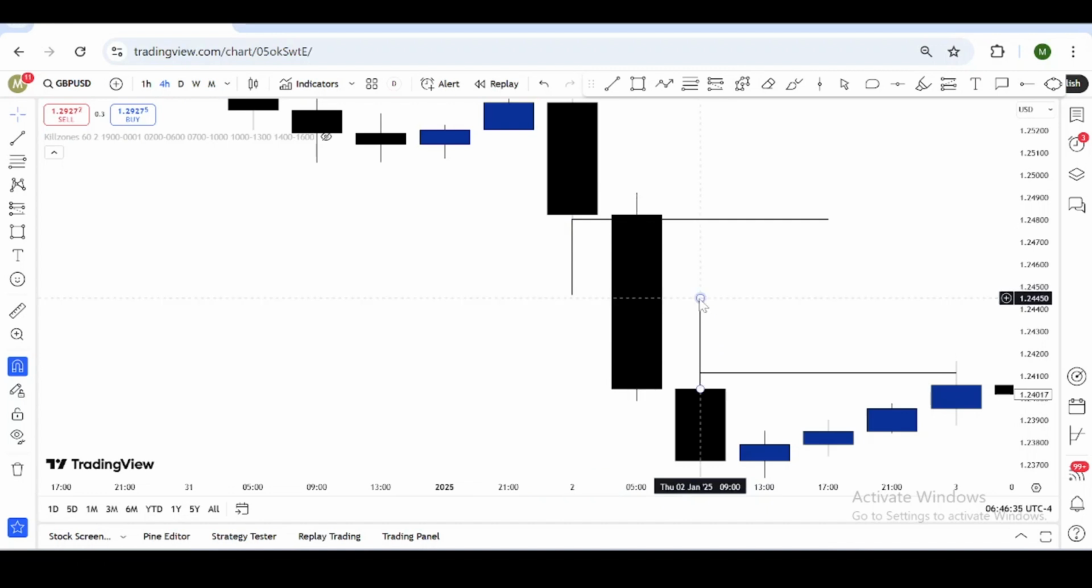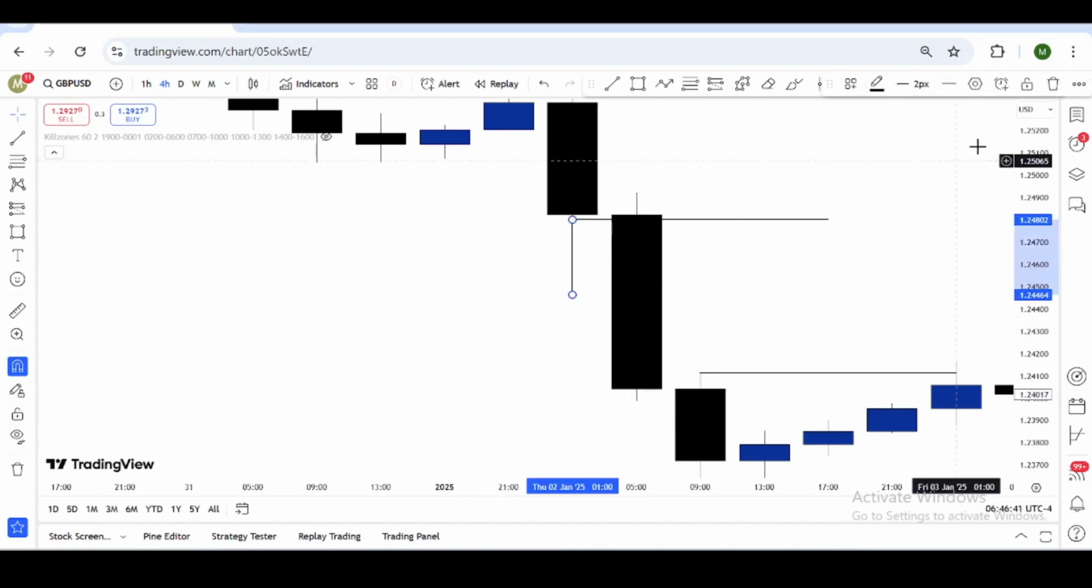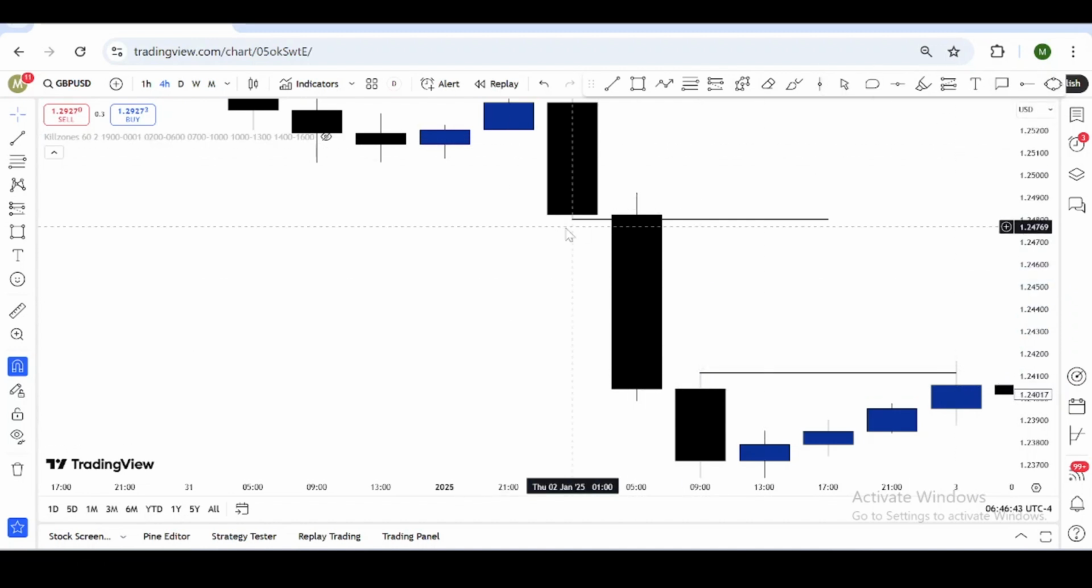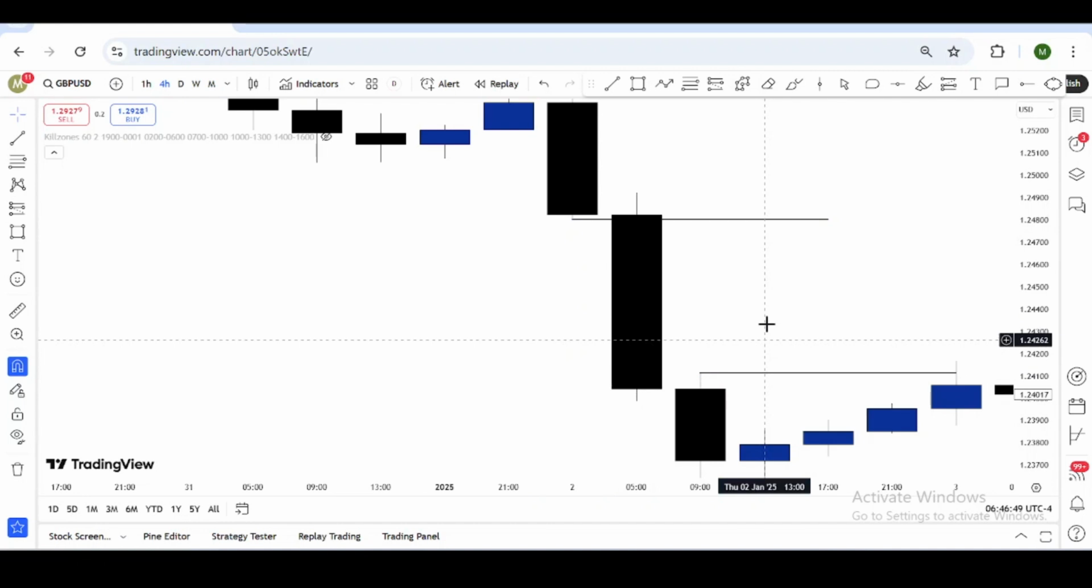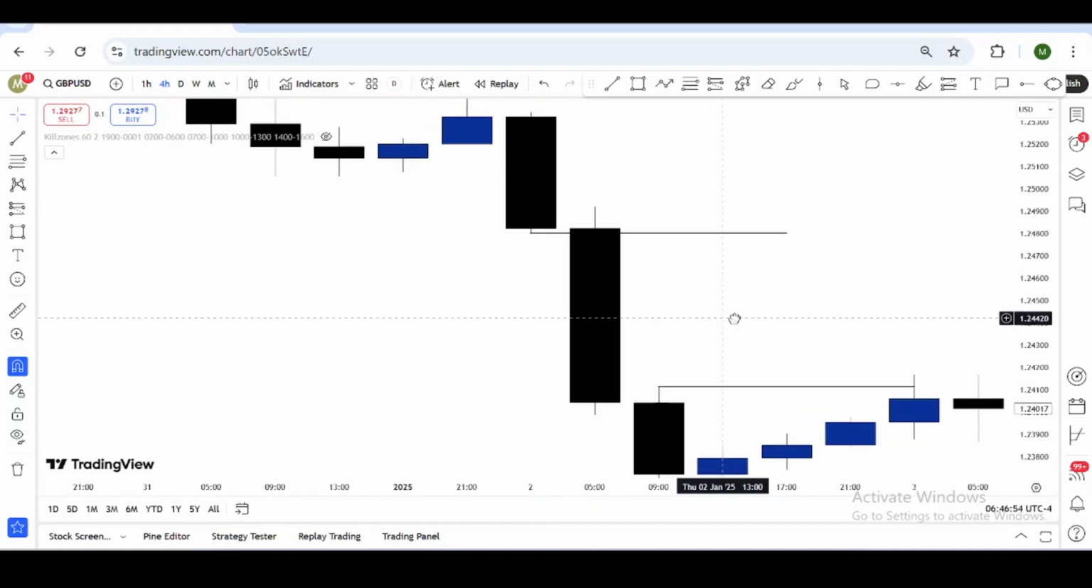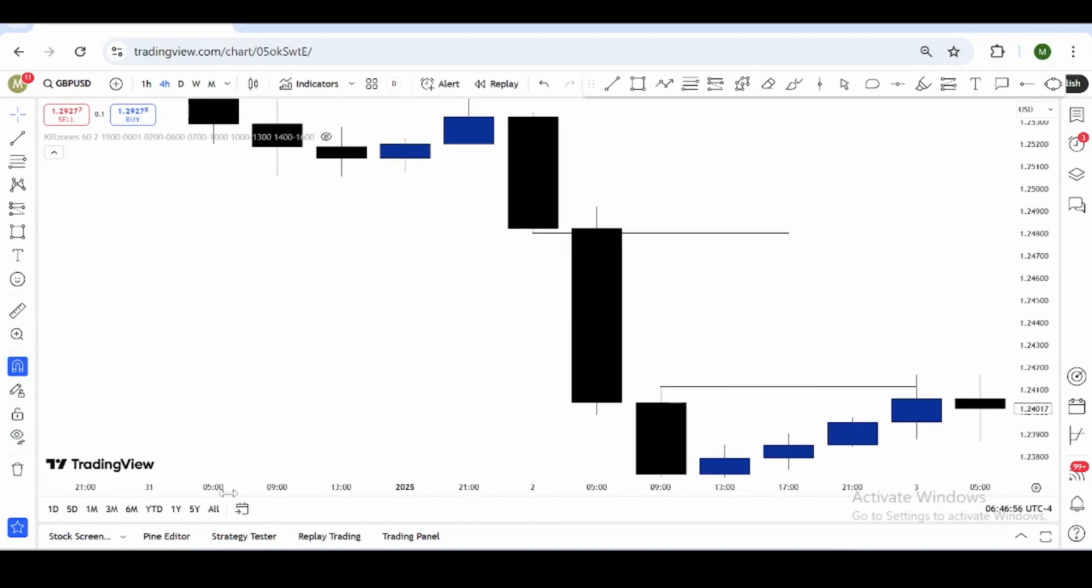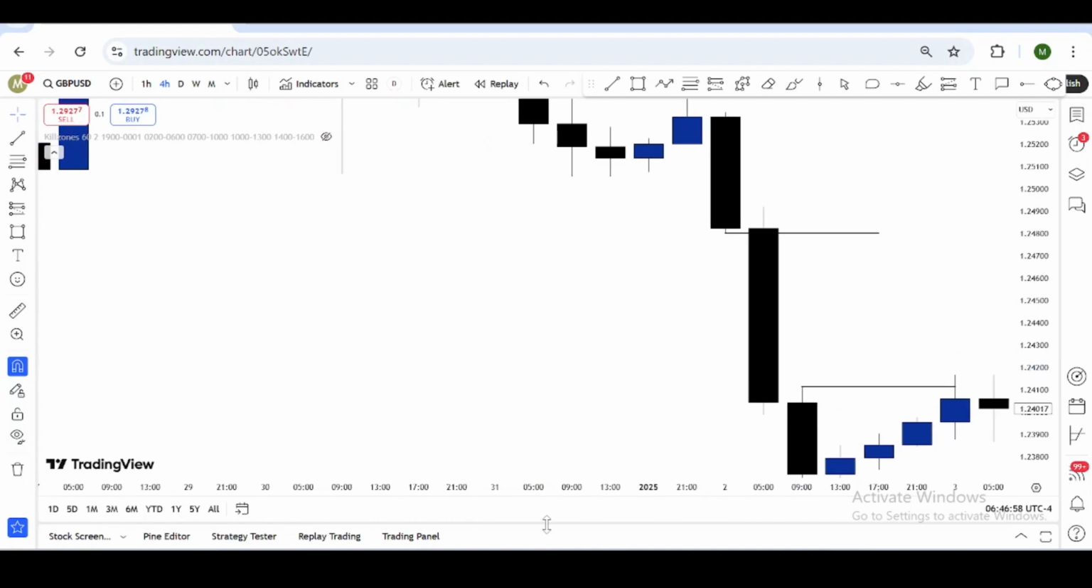But now that the wick of the third candle stopped around here, and the wick of the first candle stops around here, you can see that we have a gap here. So this gap is what is known as a fair value gap. All right, so we are going to identify this on the chart. First, I'm going to map out a break of structure, then we identify a fair value gap.